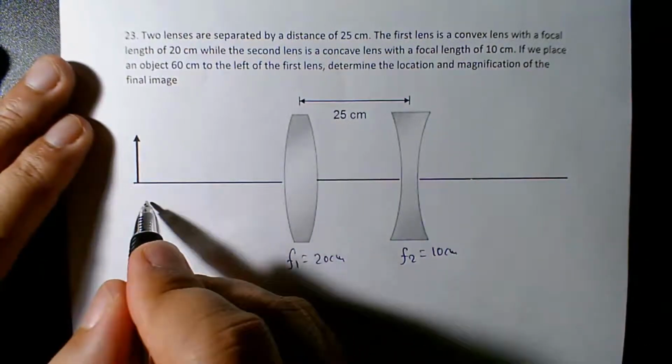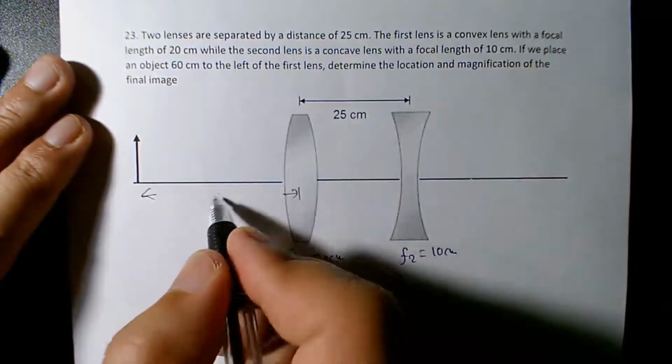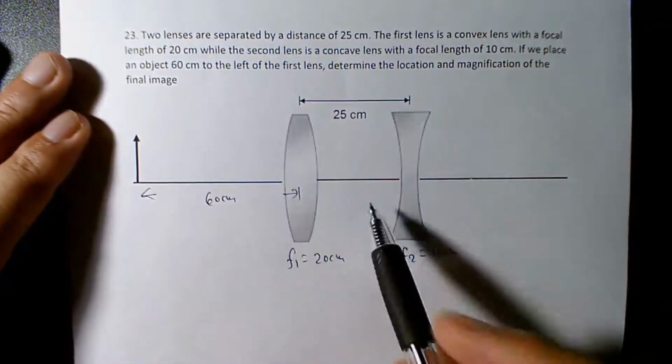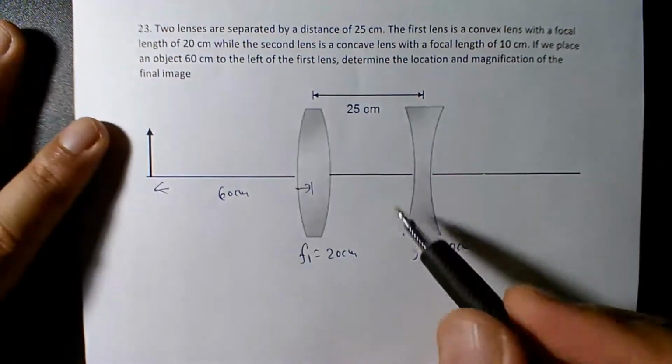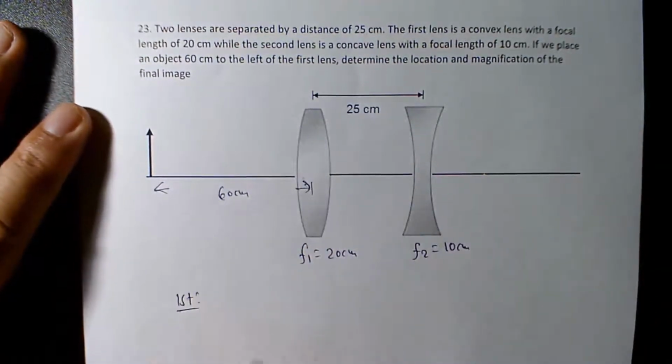And an object is placed at 60 centimeter distance from the first lens, to the left of the first lens. What's the final position of the image? Where will the final image be found? So again, you have to treat them separately, right?